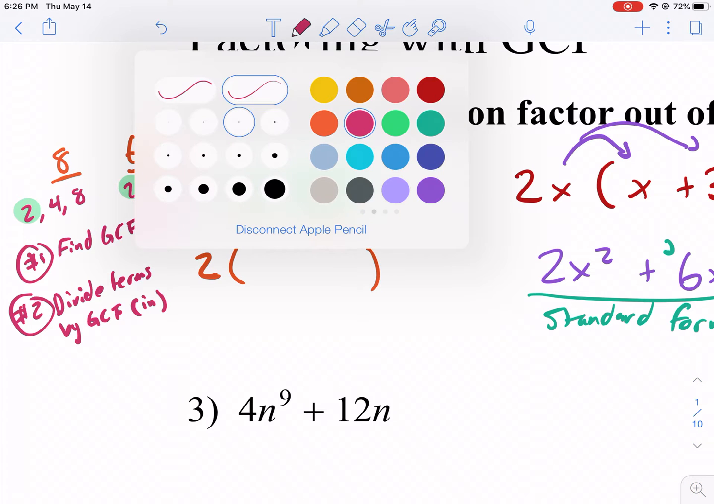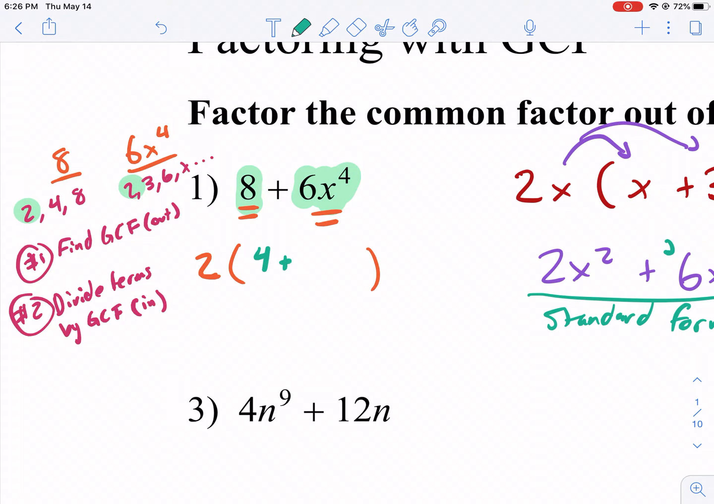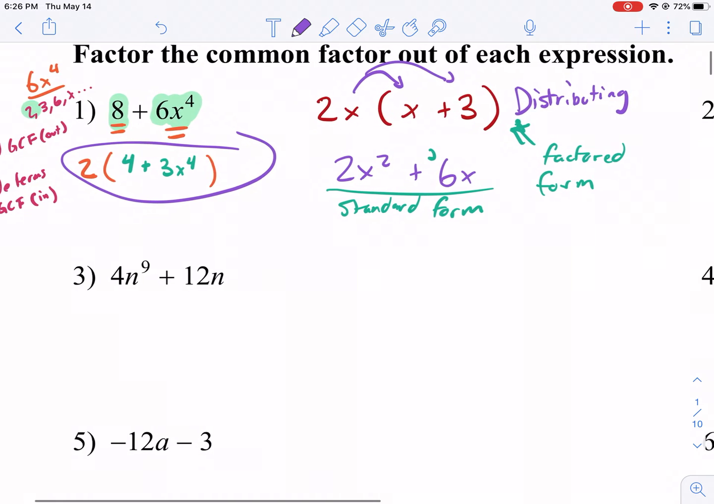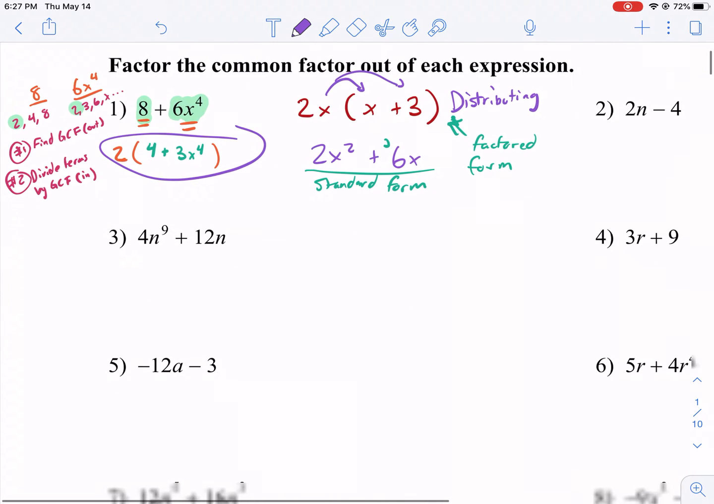So what happens when we do 8 divided by 2? We get 4. What happens when we divide 6x to the fourth by 2? We get 3x to the fourth, and then this is our final answer. So it's really just a two-step process. I was really hoping to get a 3 in there, but 2 steps is better than 3, I suppose. So that's our answer. We get 2 times the quantity 4 plus 3x to the fourth.